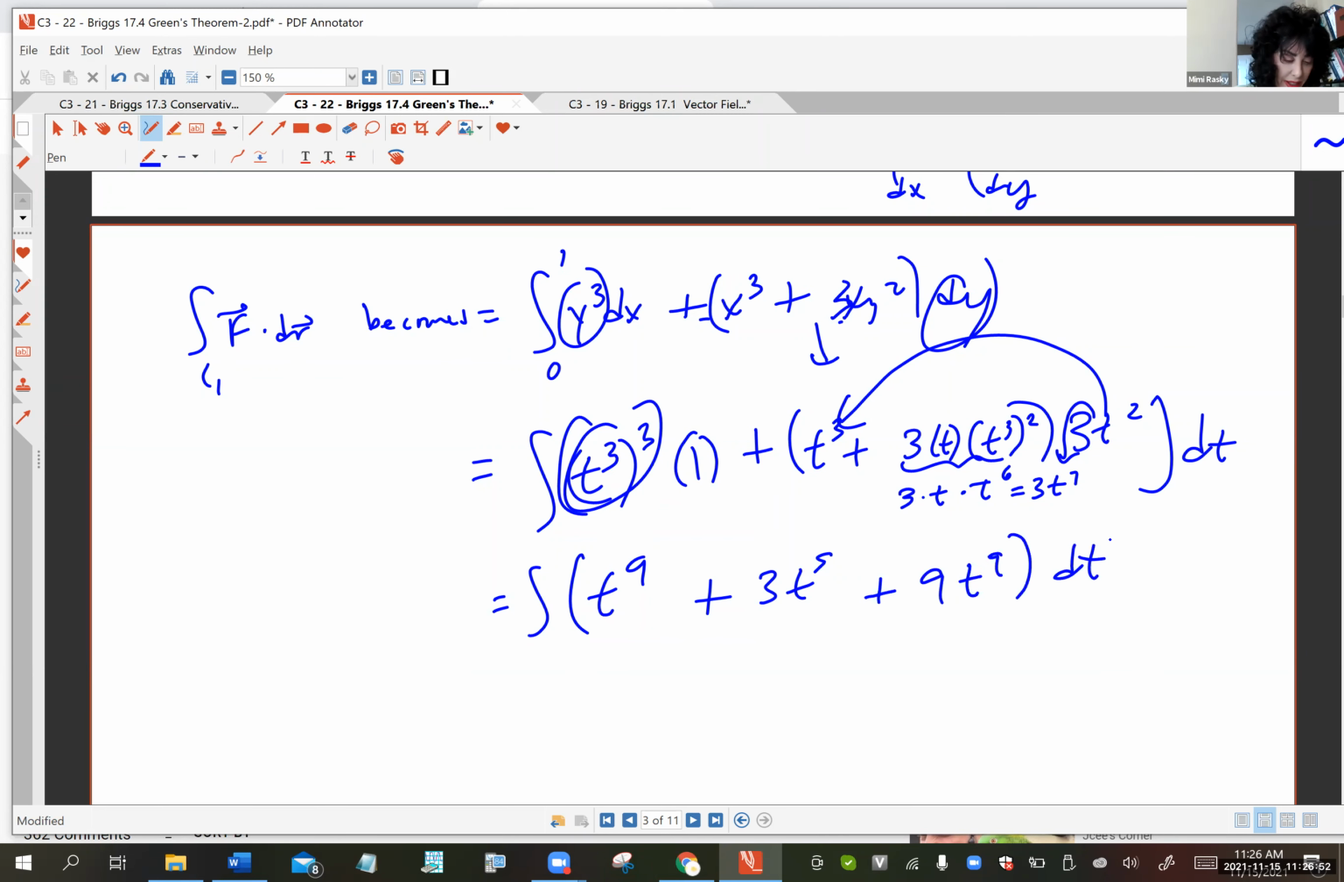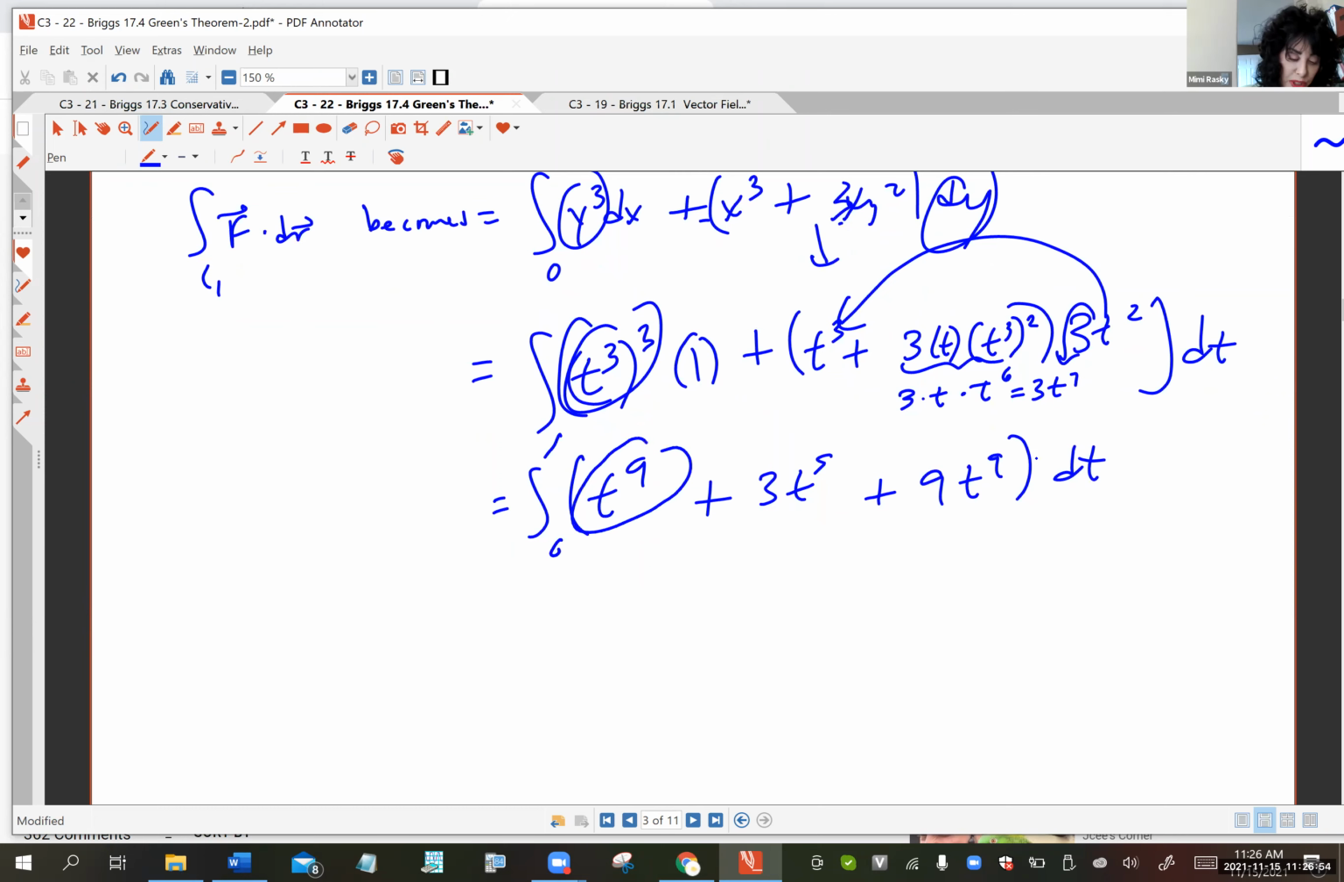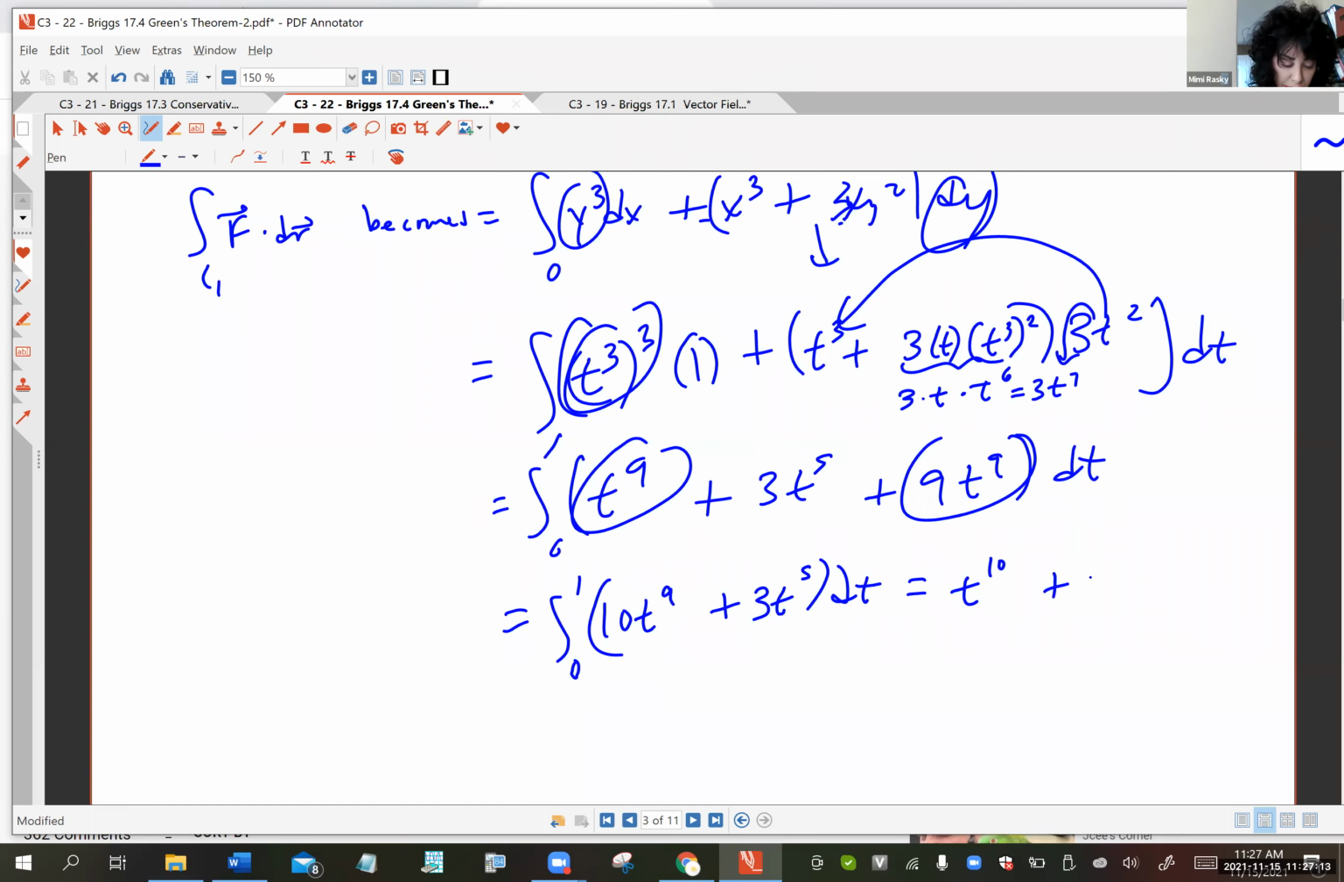I'm still going from 0 to 1. I have 2 t to the 9th terms. If you don't mind, I'm going to combine those because I can. Then I only have to integrate this easy problem, 10t to the 9th plus 3t to the 5th. And that antiderivative is going to be t to the 10th plus 3/6, but that's a half, t to the 6th, going from 0 to 1. That's going to be 1 plus a half, which is 3/2. Okay, save that for later.